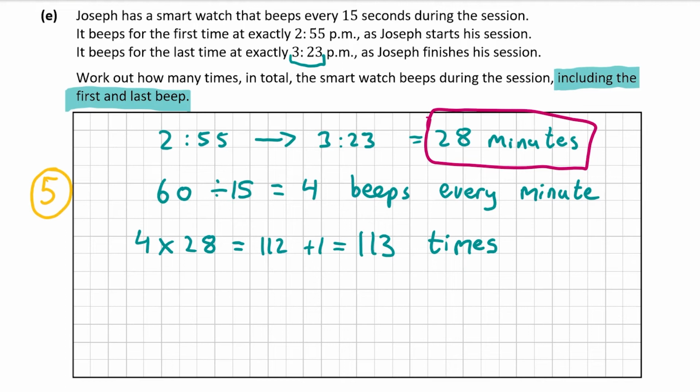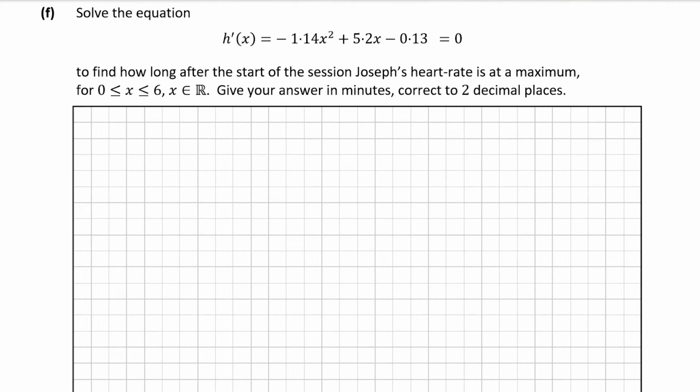So now let's have a look at part F, which is the final part of this question. And now we're asked to solve this equation, which is the first derivative of h of x. And this tells us how long after the start of the session Joseph's heart rate is at a maximum. So we have to give our answer in minutes to 2 decimal places. So there's 2 important things here. The first thing is that it says to solve. And second of all, it says correct to 2 decimal places.